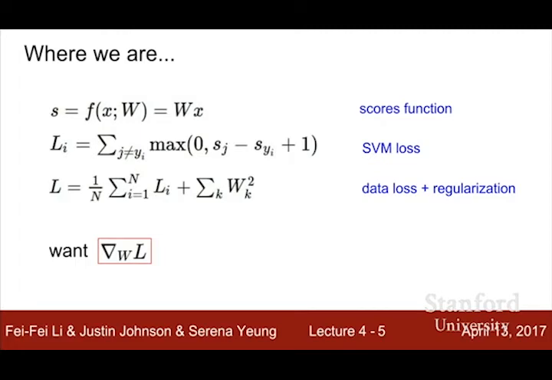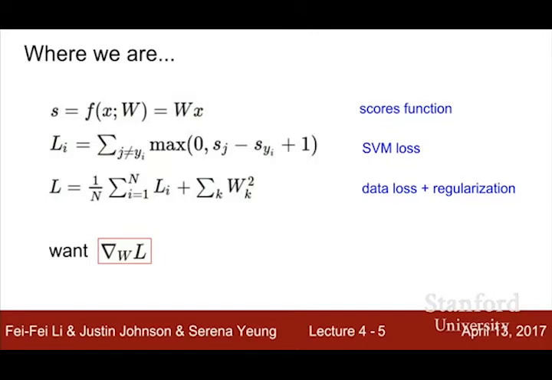Okay, so where we are so far, we've talked about how to define a classifier using a function f parameterized by weights W. This function f is going to take data x as input and output a vector of scores for each of the classes that you want to classify. From here we can also define a loss function, for example the SVM loss function that we've talked about, which basically quantifies how happy or unhappy we are with the scores that we've produced, right?